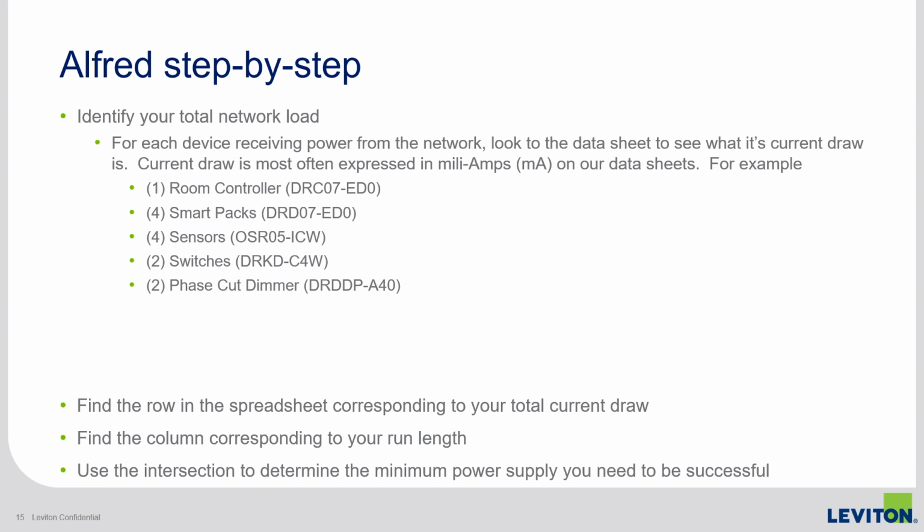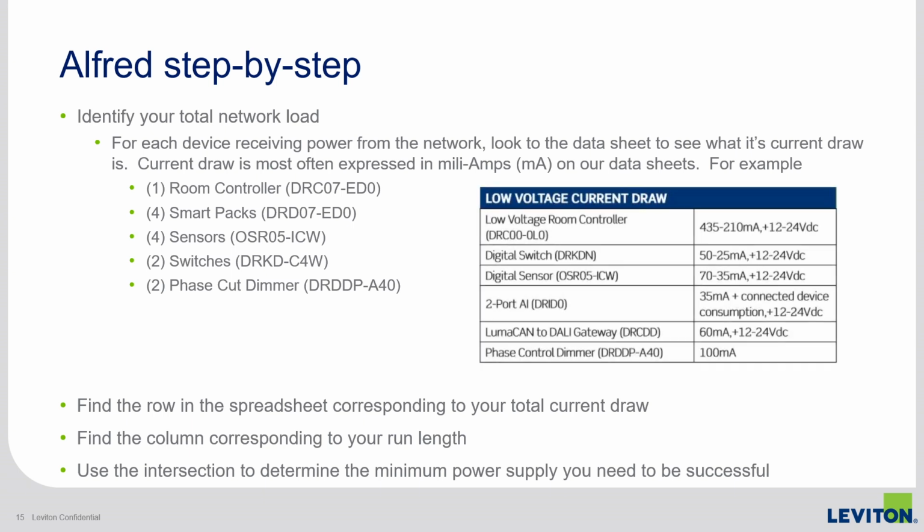The sensors and switches are all consumers, and the 4-channel phase cut dimmer also requires LumaCAN power. Now the 2-channel is self-powered, but the 4-channel requires a little bit of power from the network to make it work. So here's what I do. I go look at my chart, and you can get this information off the data sheets, or look at the design guide, and it will give you this exact chart.